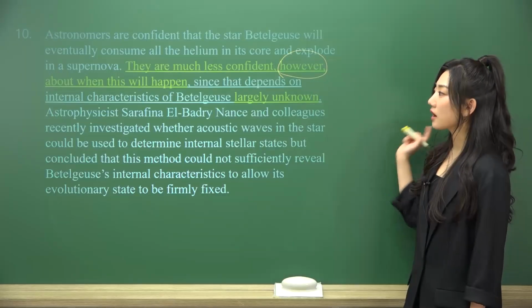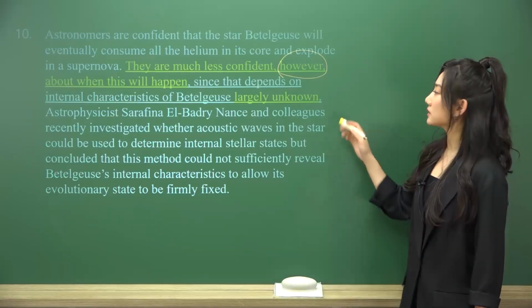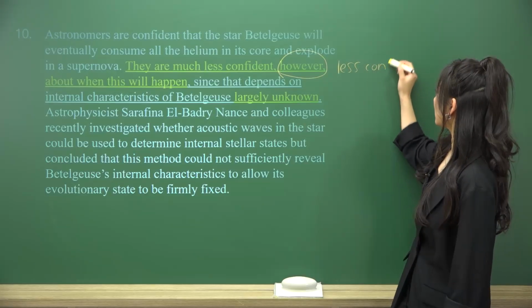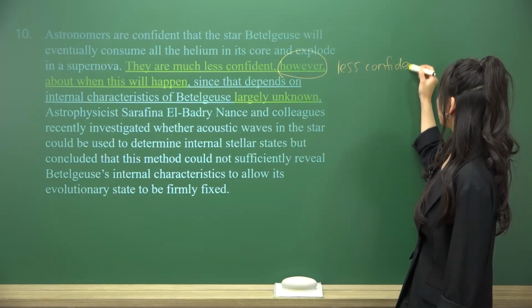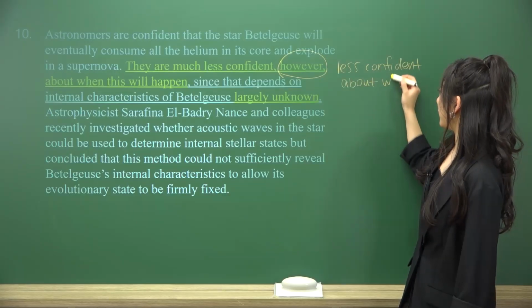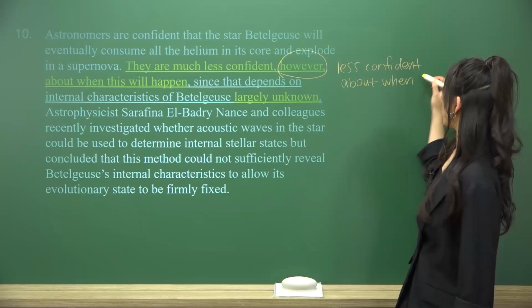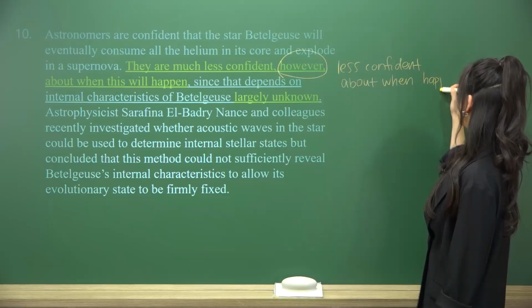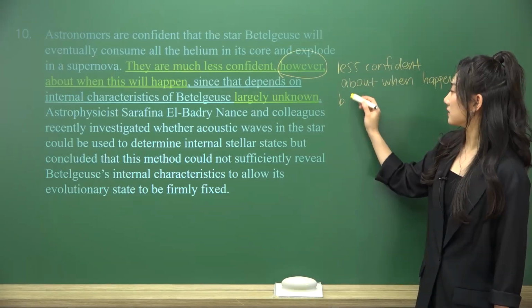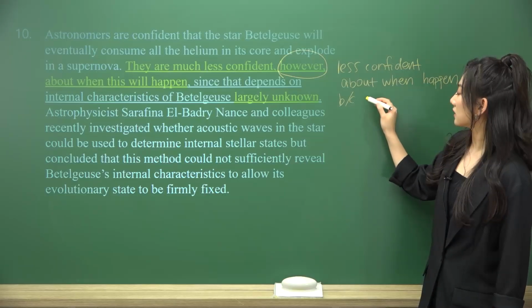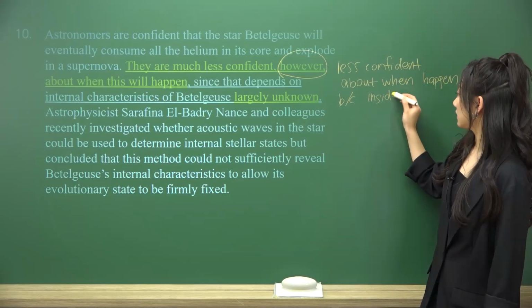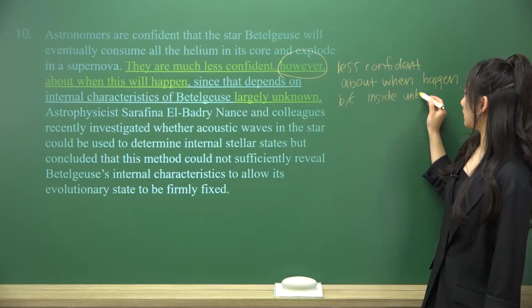Okay, so let's write this down. They are much less confident about when this will happen. Less confident about when it will happen, because of the characteristics inside. Let's write: unknown.